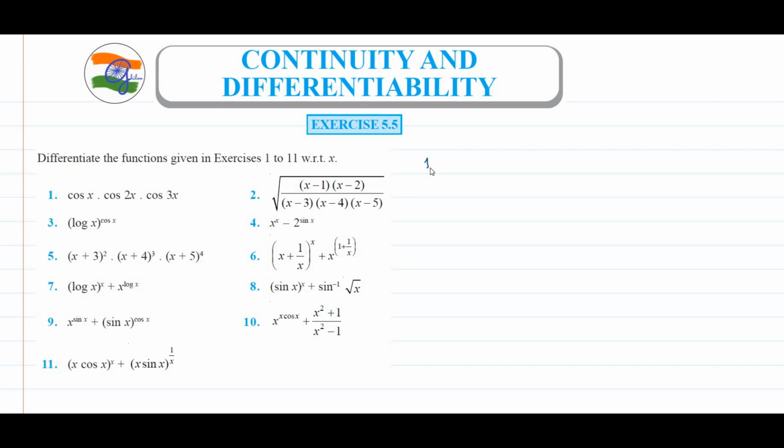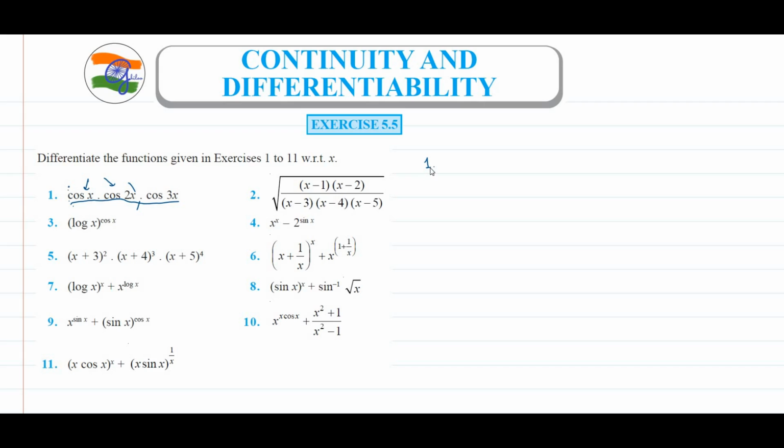Coming to question number 1. Here we need to differentiate the following functions from 1 to 11. The first function is cos x times cos 2x times cos 3x. Now you can easily solve it by the UV rule, by assuming one part as u times v, and once again inside this u you will be having two functions, hence the multiplication rule should be applied twice.